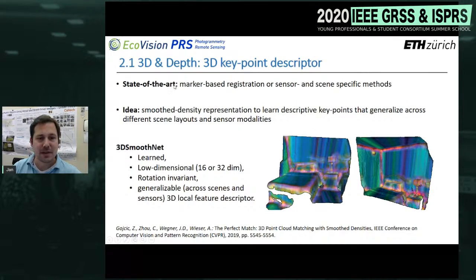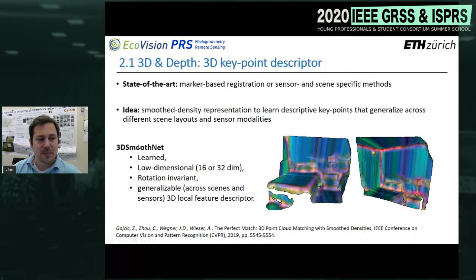So this is a point cloud. We look at point cloud matching and 3D point key point descriptors. What we want to do is register two different point clouds that overlap with 30% or more automatically. The idea here is that we use a so-called smooth density representation to learn descriptive key points in the point clouds that generalize across different scene layouts and sensor modalities. So you can basically train on a LiDAR point cloud, but still use the model to match RGBD depth images and so on, for example.